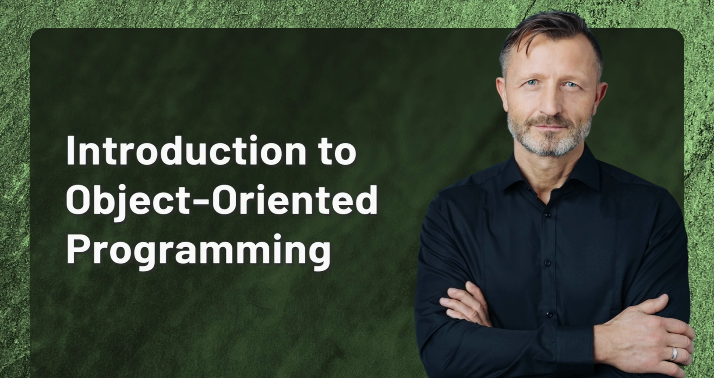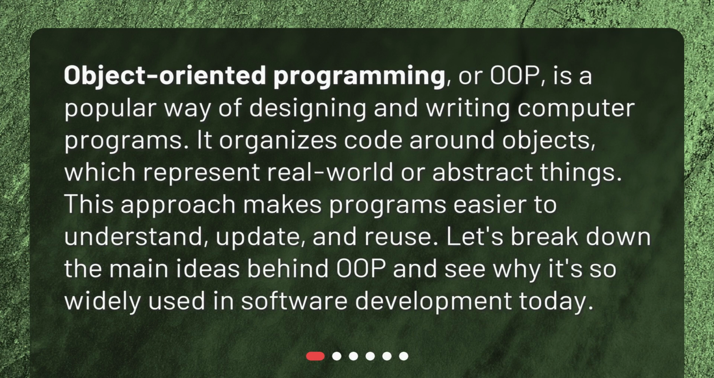Introduction to Object-Oriented Programming. Object-Oriented Programming, or OOP, is a popular way of designing and writing computer programs. It organizes code around objects, which represent real-world or abstract things. This approach makes programs easier to understand, update, and reuse. Let's break down the main ideas behind OOP and see why it's so widely used in software development today.